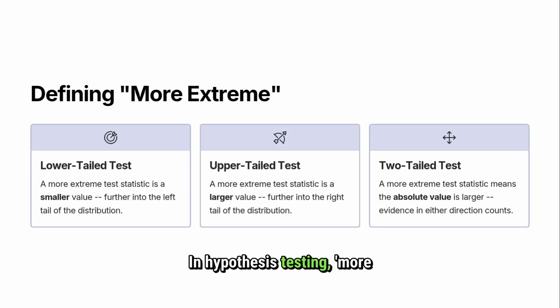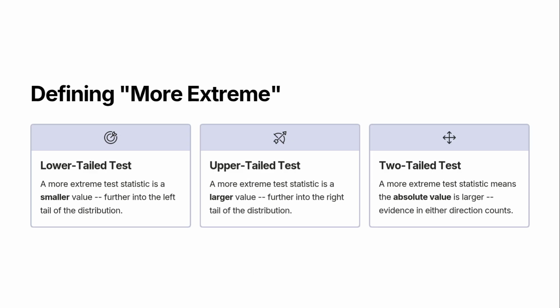In hypothesis testing, more extreme refers to sample results that are further away from what we would expect if the null hypothesis were true. The definition of more extreme depends on the type of test being performed. For a lower-tailed test, a more extreme result is a smaller test statistic that falls further into the left tail of the distribution, providing stronger evidence that the actual value is lower than the hypothesized value.